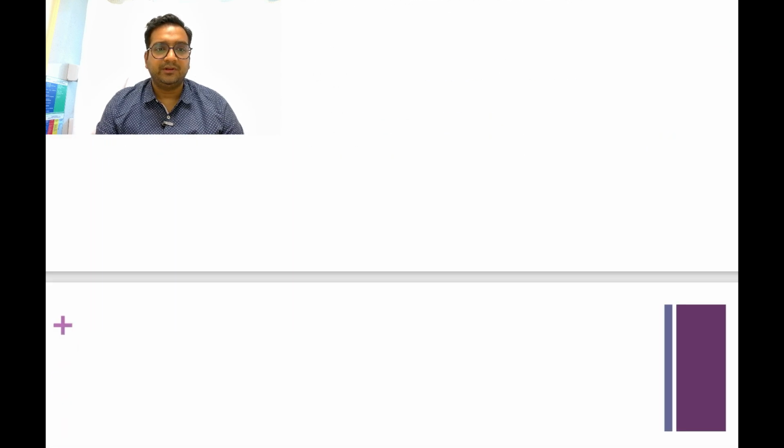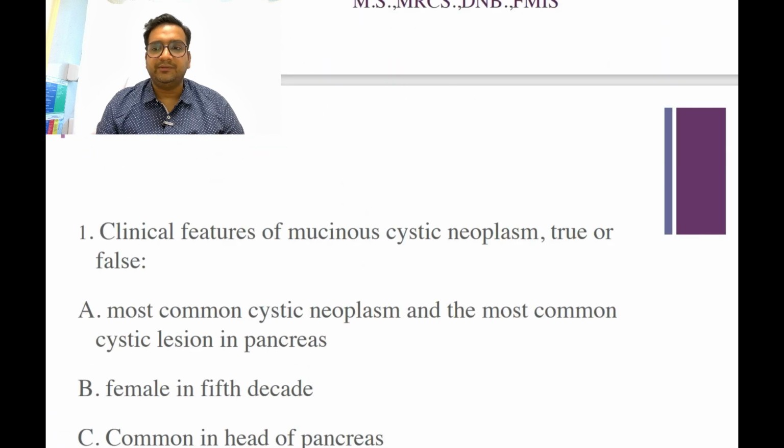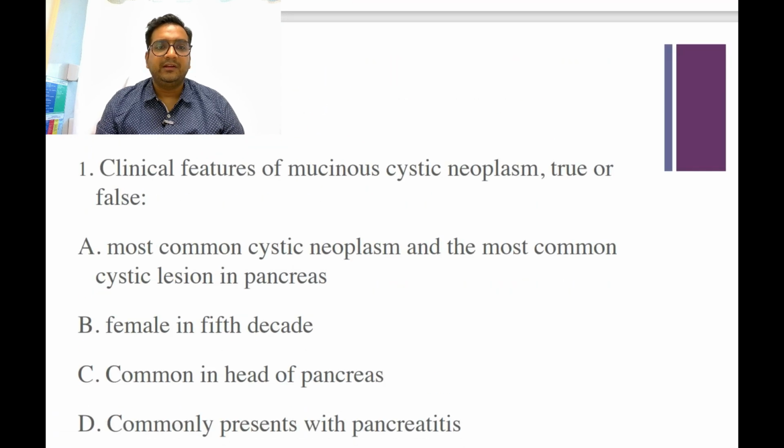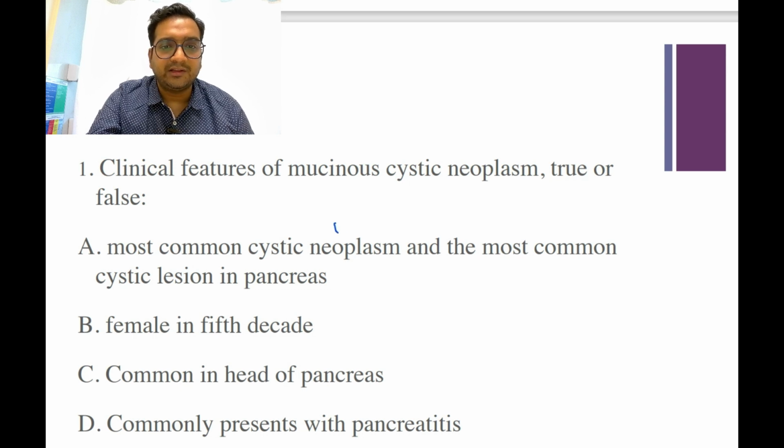So now we'll go and see some MCQs. This is the first MCQ. The clinical features of mucinous cystic neoplasm, true or false? It is the most common cystic neoplasm and the most common cystic lesion in pancreas. Yes, it is the most common cystic neoplasm as of now, but the most common cystic lesion in pancreas is pseudocyst. So this first statement is false.